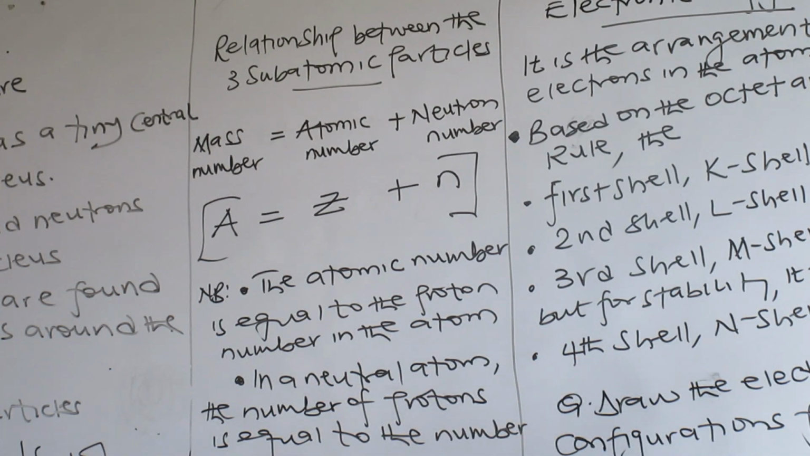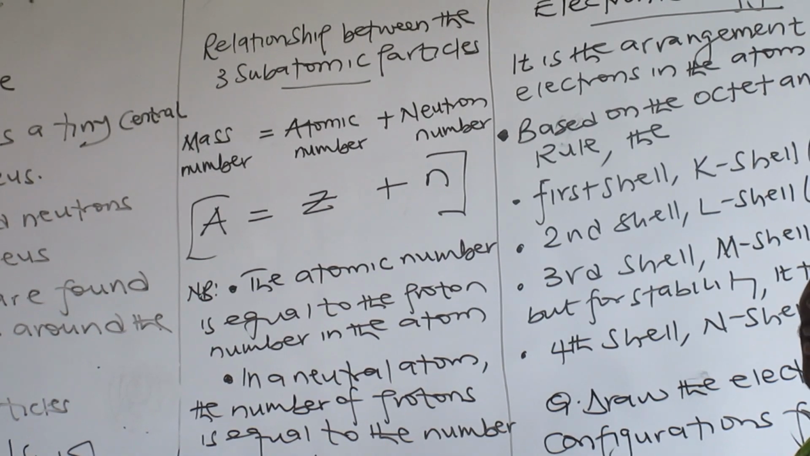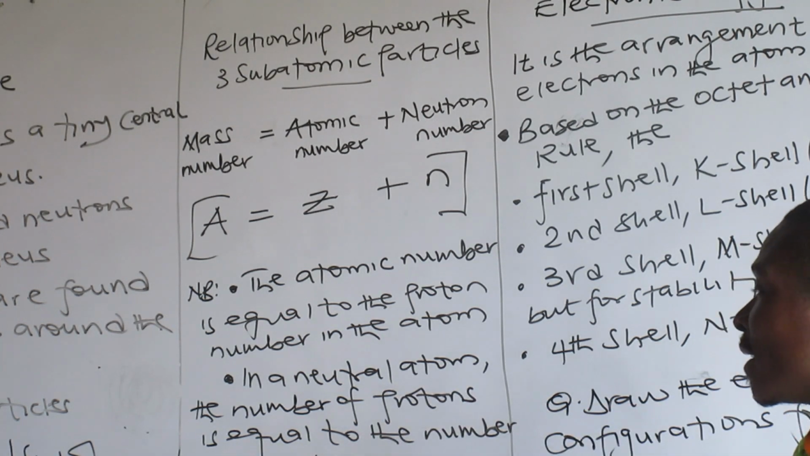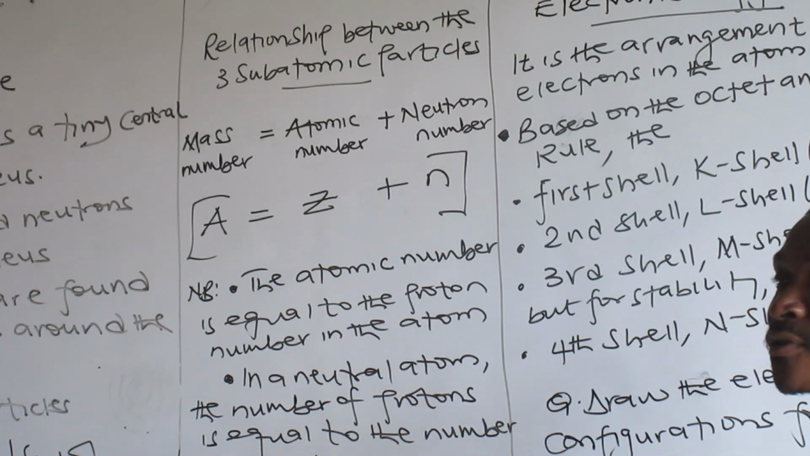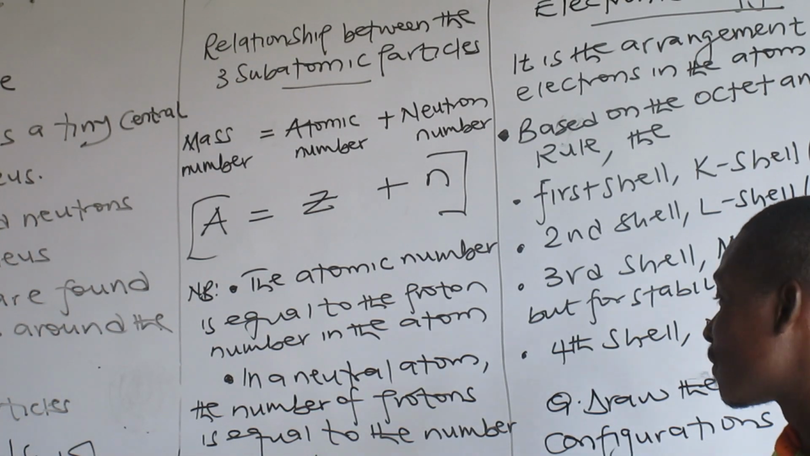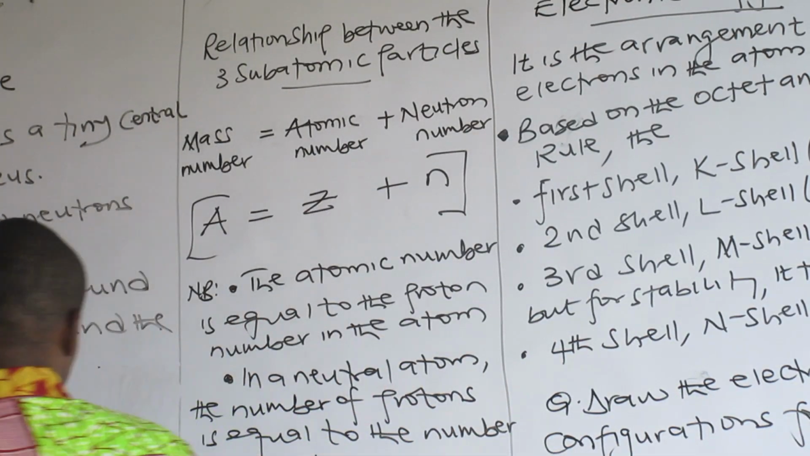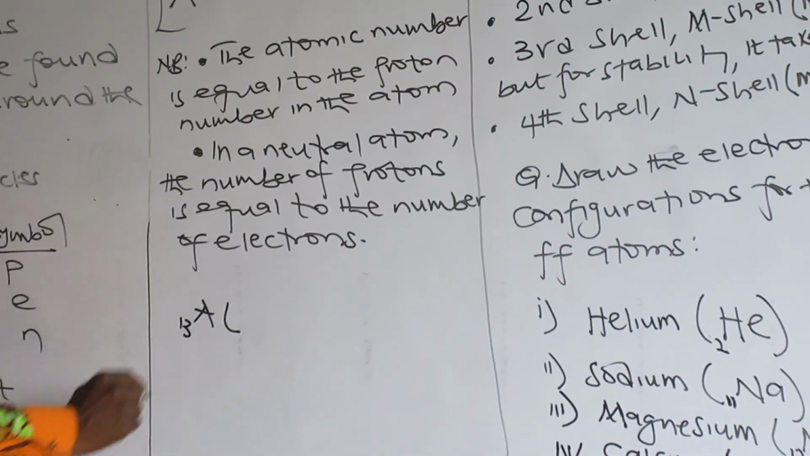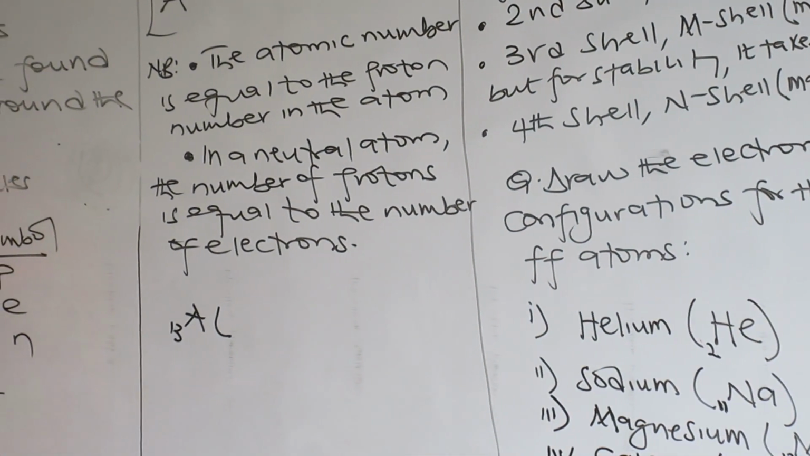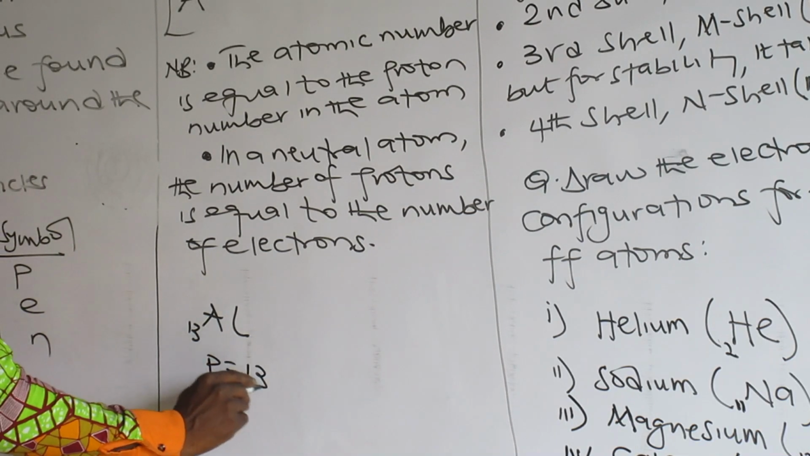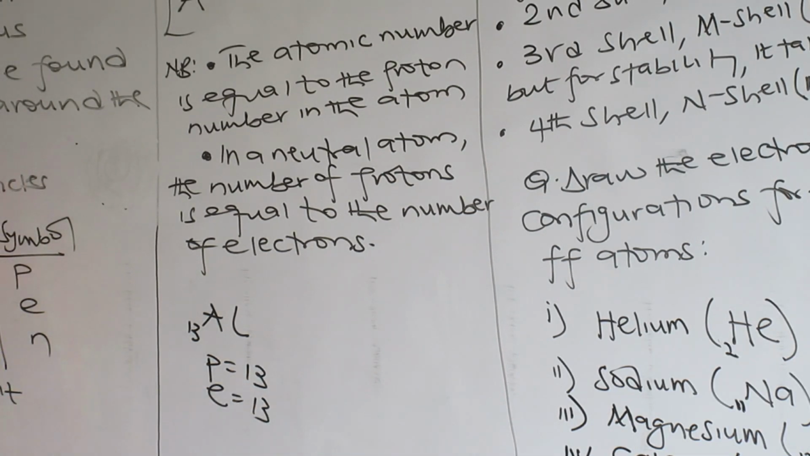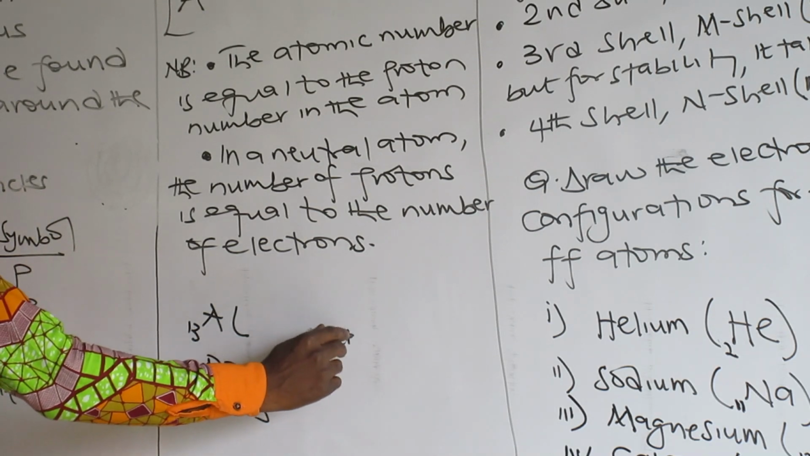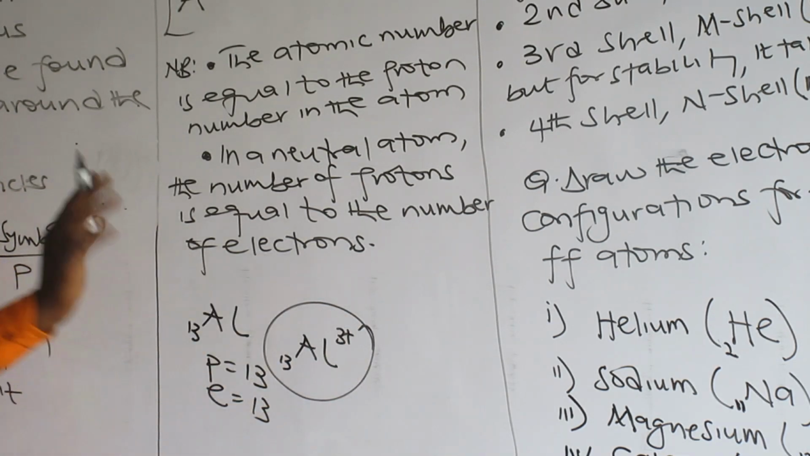If you have an atom with atomic number 17, chlorine, it means the number of protons in chlorine is also 17. In a neutral atom, the number of protons is equal to the number of electrons. So what is a neutral atom and what is not a neutral atom? Let's see something here. This is an atom called aluminium. It is neutral. The number of protons here is 13. Electrons are also 13. This is something called aluminium cation. It is not neutral.